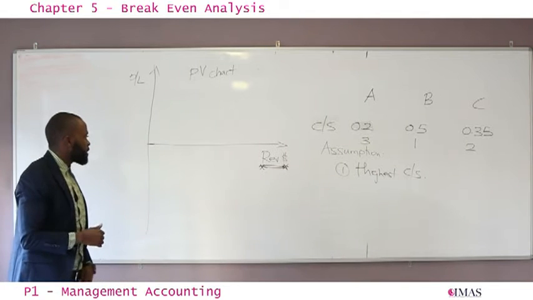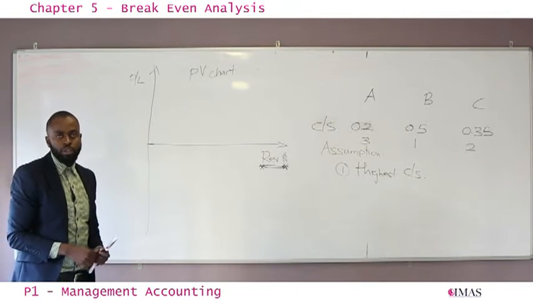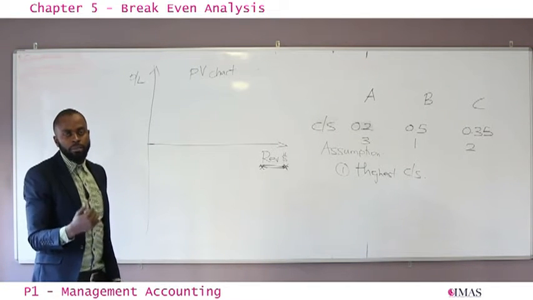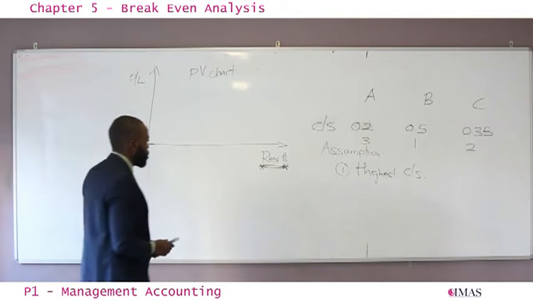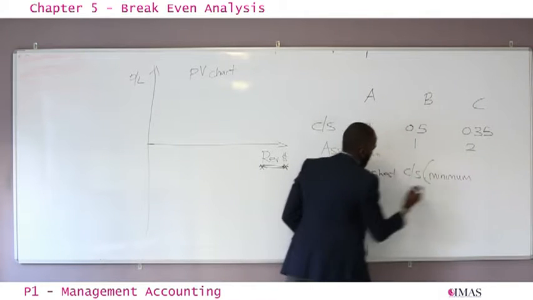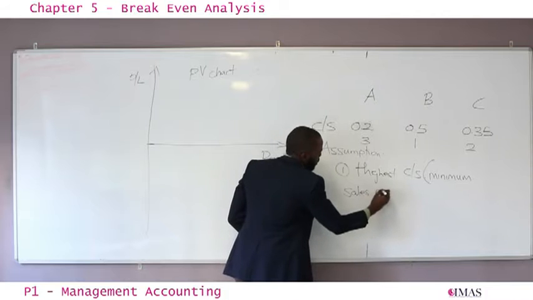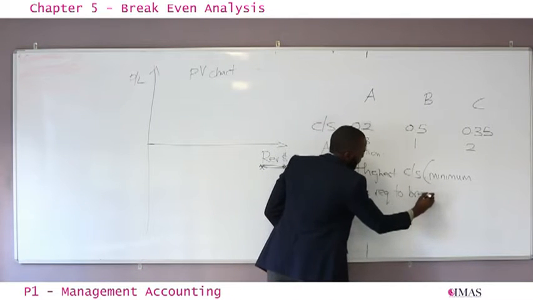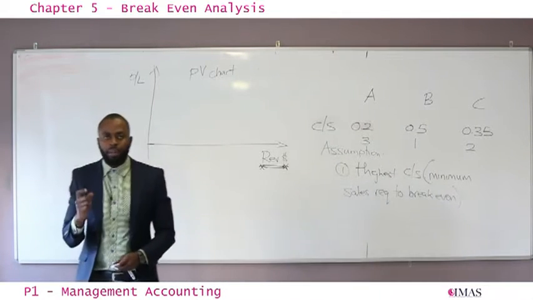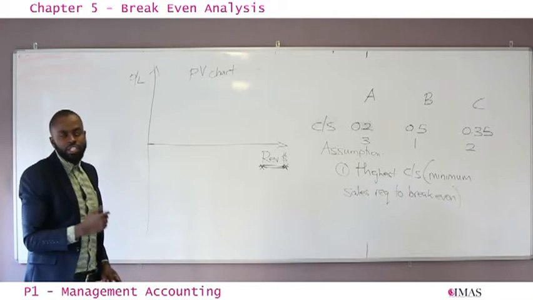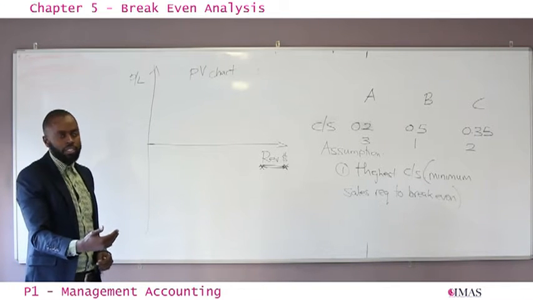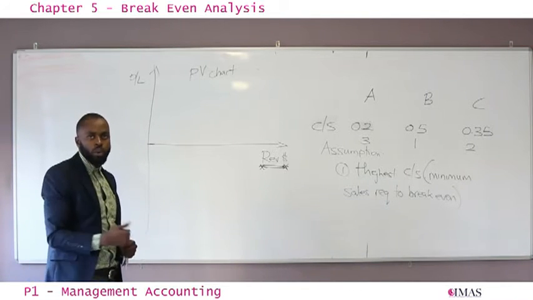So what is that going to give us? Because we are assuming that we're going to start by selling the product with the highest contribution to sales ratio, we're going to get the minimum sales required to break even. We get the minimum amount because we're assuming that we start by selling the product that generates more per dollar of sales, which means we're going to cover our fixed costs much faster. So what we get is the minimum sales required to break even.